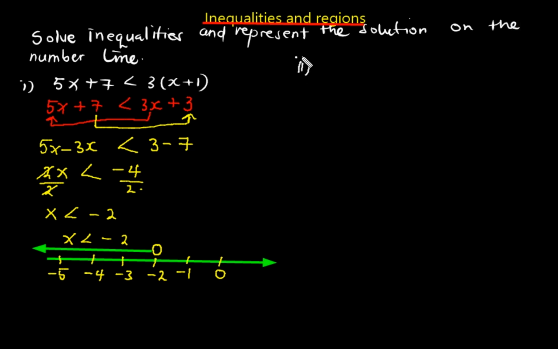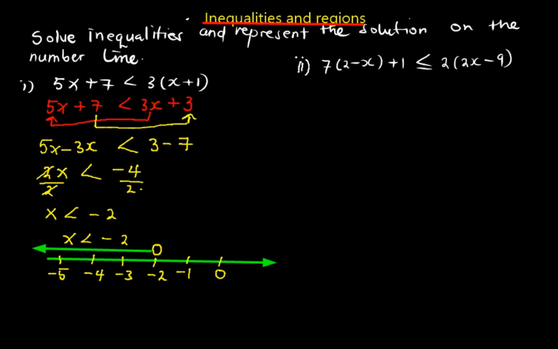Example number 2. It is 7 open brackets 2 minus x close brackets plus 1 is either less than or equal to 2 into 2x minus 9.